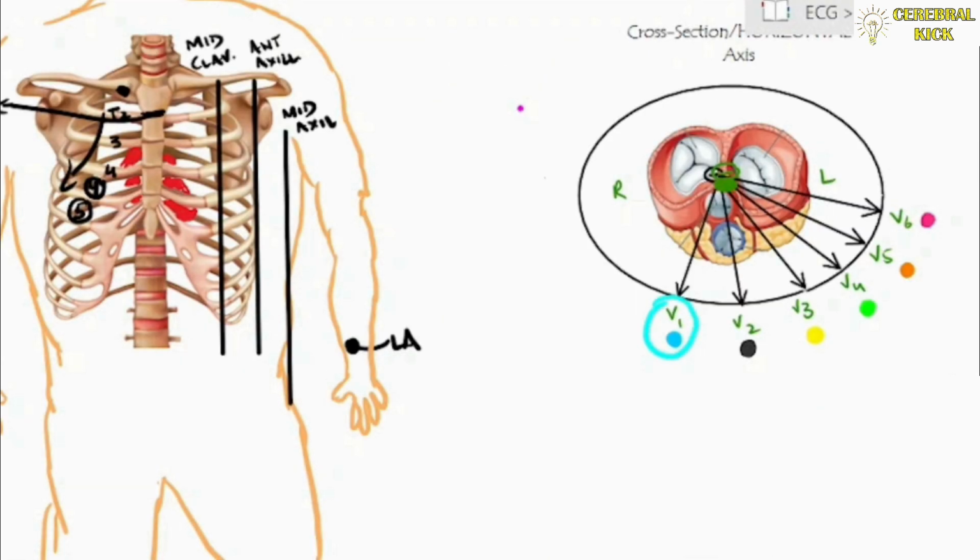Now let's place the chest leads. The first chest lead, V1, blue colored, is placed on the fourth intercostal space on the right side of the sternum. V2, which is black colored, is placed on the fourth intercostal space on the left side of the sternum. V4 is placed on the fifth intercostal space at mid-clavicular line. Between V4 and V2, we place V3, which is yellow colored chest lead. V5, which is orange colored, is placed in fifth intercostal space at anterior axillary line, whereas V6, the pink colored one, is placed at mid-axillary line, fifth intercostal space.